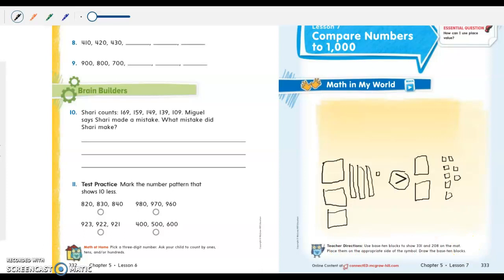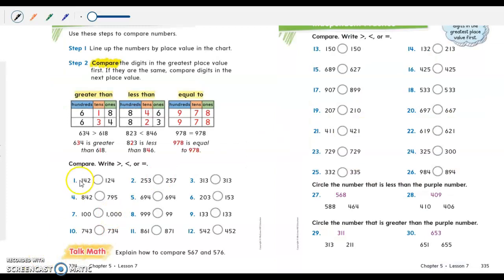So let's turn to the next page, which is 334. And here we're going to compare the numbers using the place value chart. Okay, so we have the place value charts lined up with hundreds. We start off with the highest place value, which is hundreds, then tens, then ones.